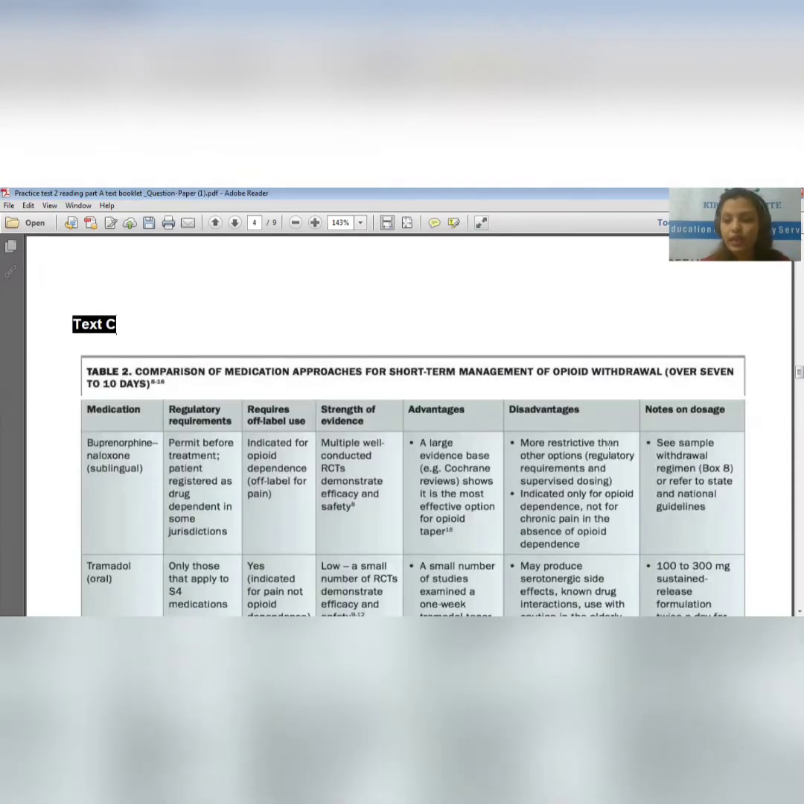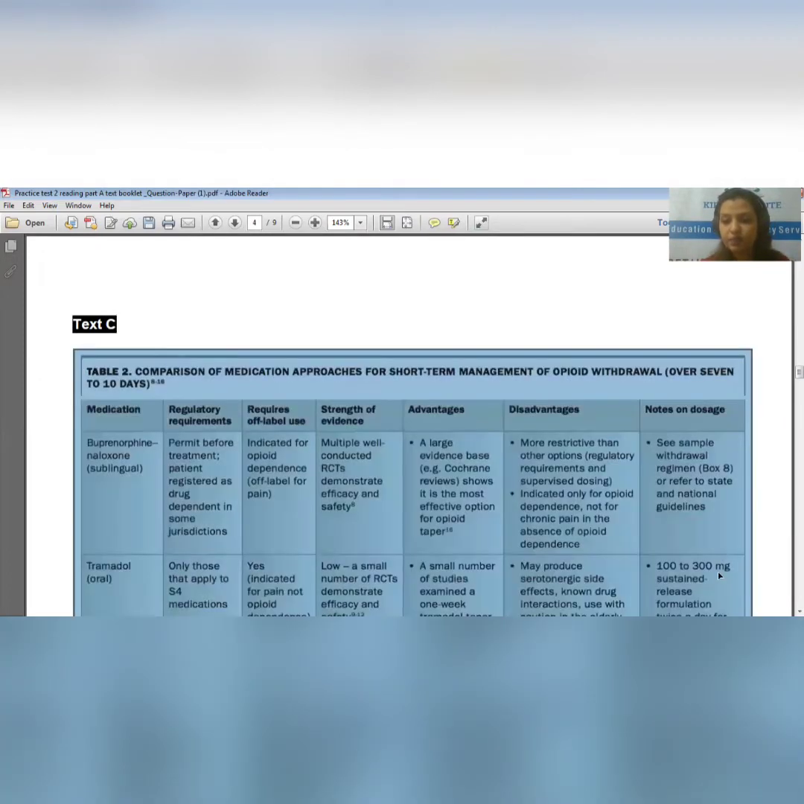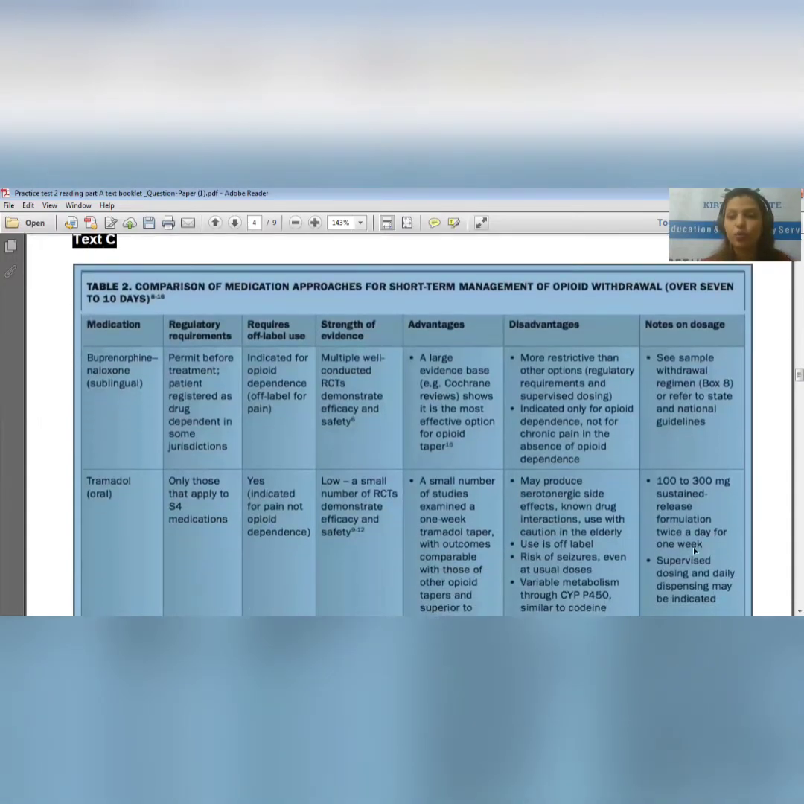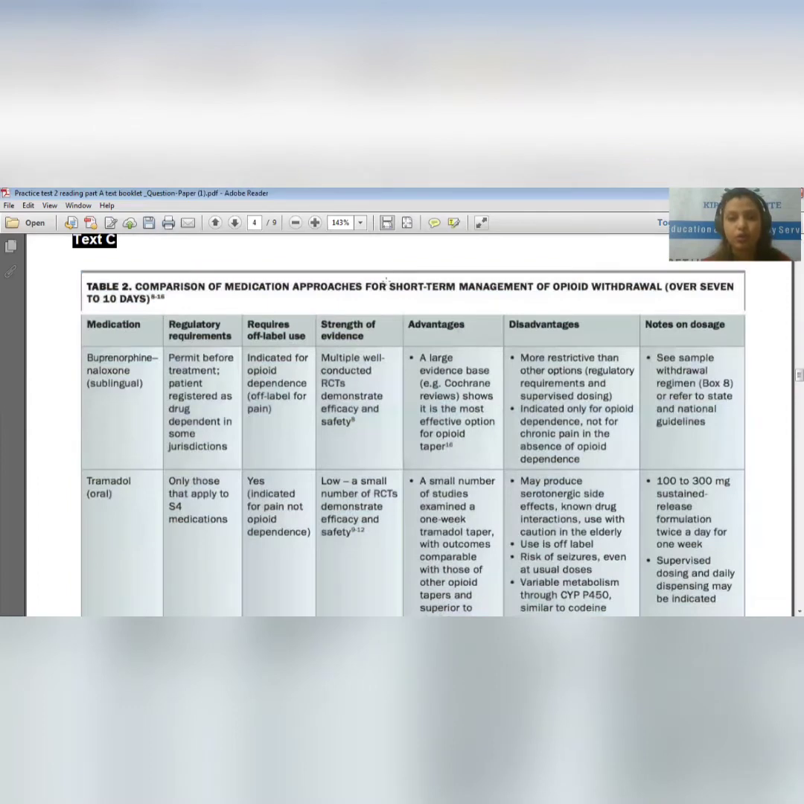Okay, so here in text C, I can see that there is a table, right? So what is the table about? Okay, so it is a comparison of medication approaches for short-term management of opioid withdrawal. So my keyword is the short-term management of opioid withdrawal, right? So you can just highlight this information.